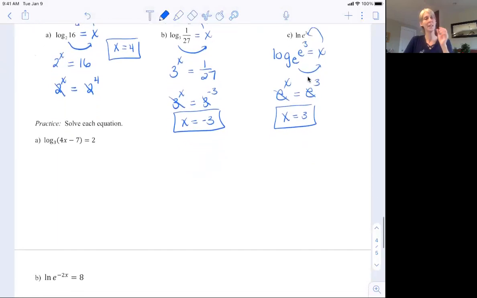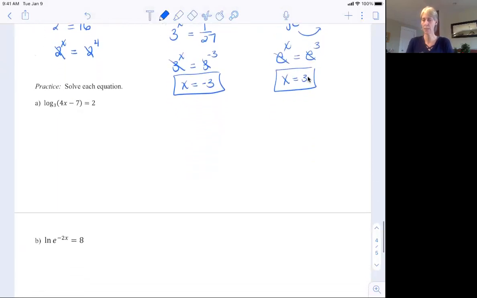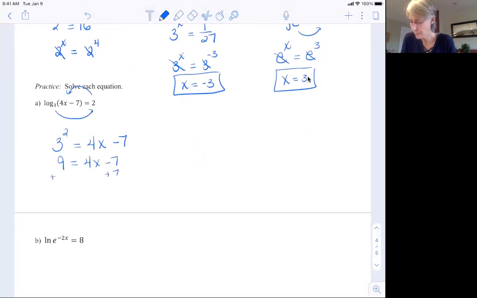Now let's get a little tiny bit more complicated. We want to solve each equation. Remember, it's a simple log equation. We're just going to rewrite it in exponential form. I can't solve it with the word log there, but I can solve it if it's written like that. 3 squared equals 4x minus 7. 9 equals 4x minus 7. Add 7 to both sides. 4x equals 16, and I get x equals 4.